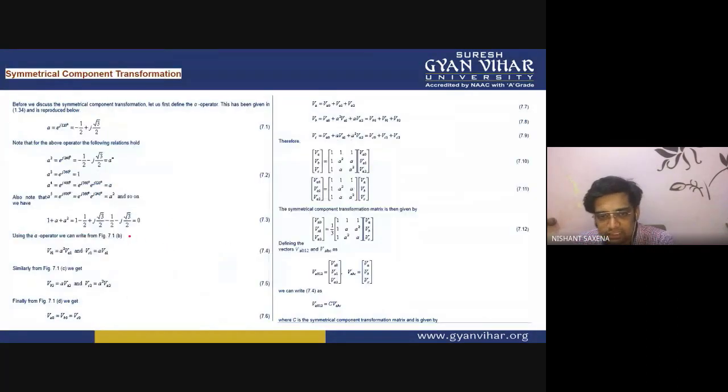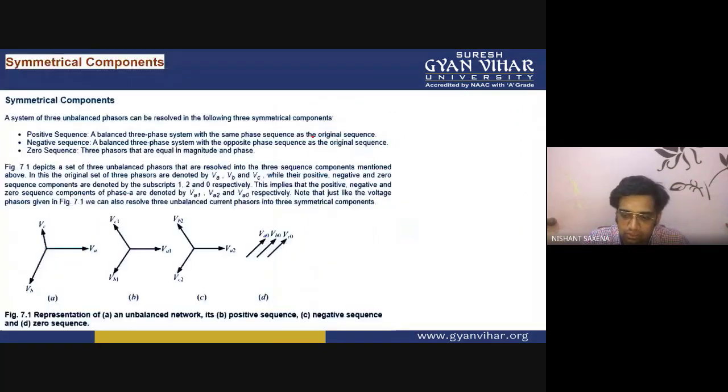Now, similarly, we can find out that VB2 is equal to alpha square VA2. That is, I will rotate it twice, alpha into alpha, which will give me VB2. And if I write VC2, it is equal to alpha times VA2. Is this clear? Now, look at this.